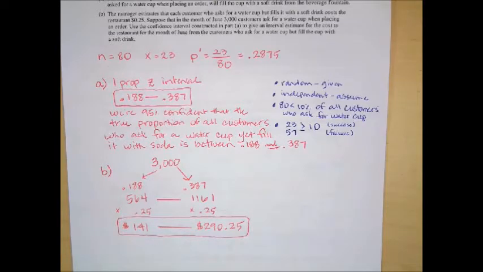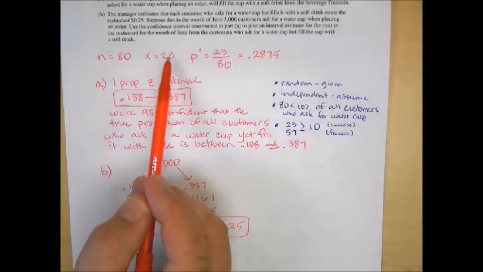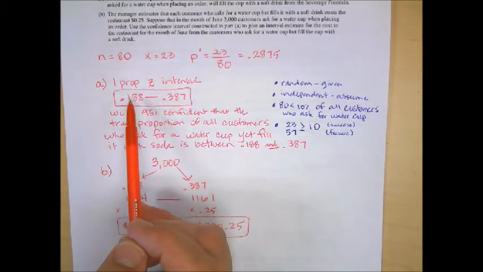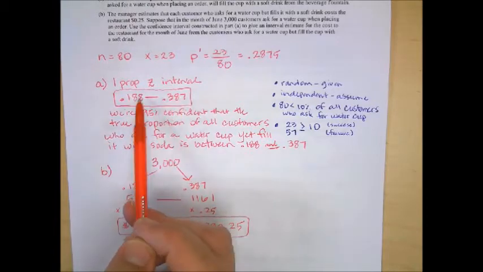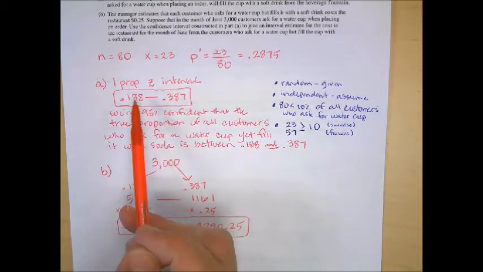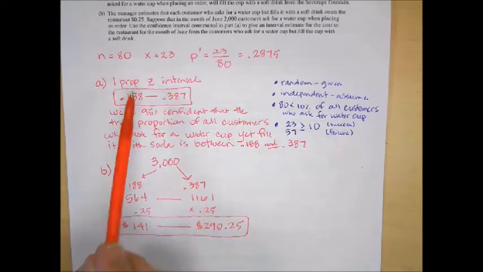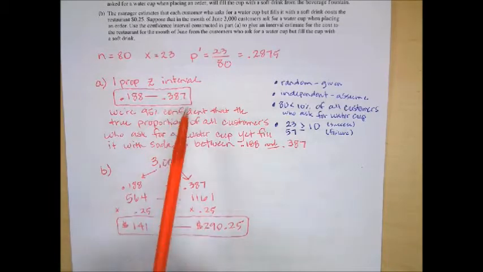Your calculator is going to ask you for the X and the N, 23 out of 80. And it's going to ask what level you want to do it at, and we'll put in 0.95, and this is what you get. And then explain it. We're 95% confident that the true proportion of all customers who ask for a water cup yet fill it with soda is somewhere between 0.188 and 0.387.